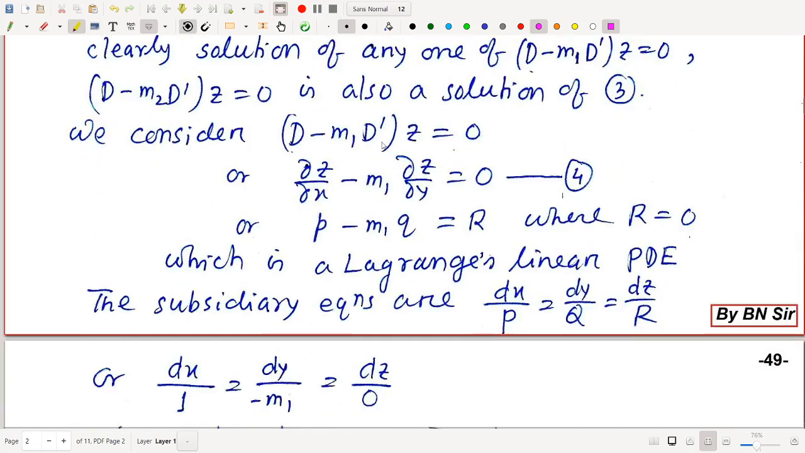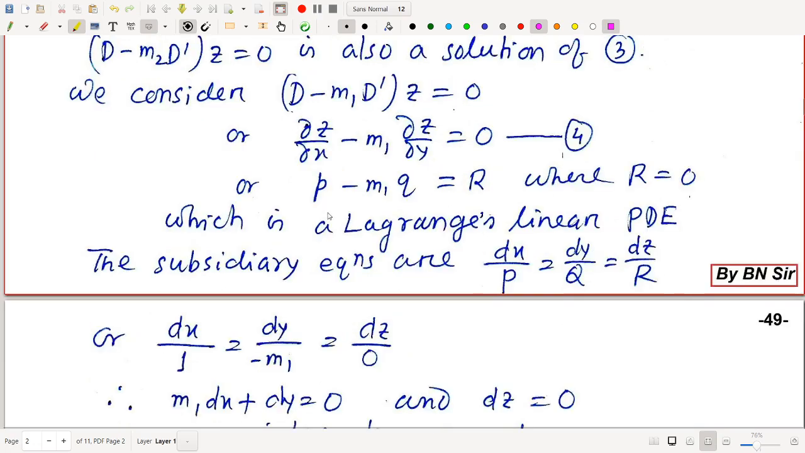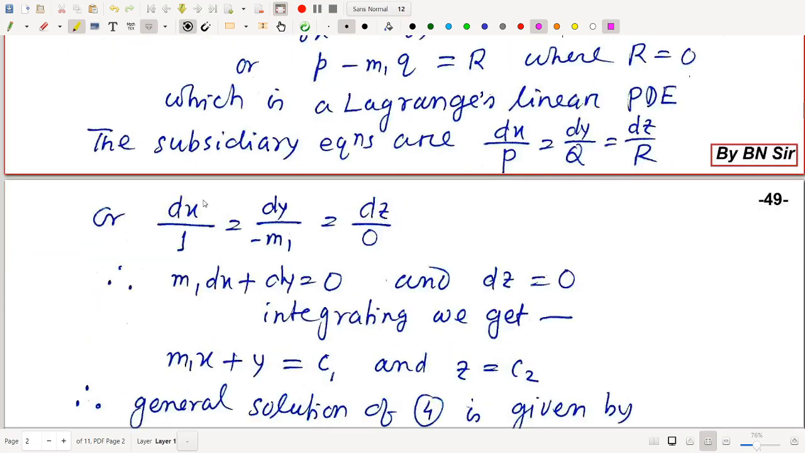First we consider D minus m1 D dash z equal to 0, that is del z by del x minus m1 del z by del y equal to 0, that is Pp plus Qq equal to R, where capital R is 0. Here it is a Lagrange's linear PDE, number 4. The subsidiary equations are dx by capital P equal to dy by capital Q equal to dz by R. Here R is 0, but capital P means coefficient of small p, here it is 1, and capital Q means coefficient of small q, this is minus m1. So it is dx by 1 equal to dy by minus m1 equal to dz by 0.